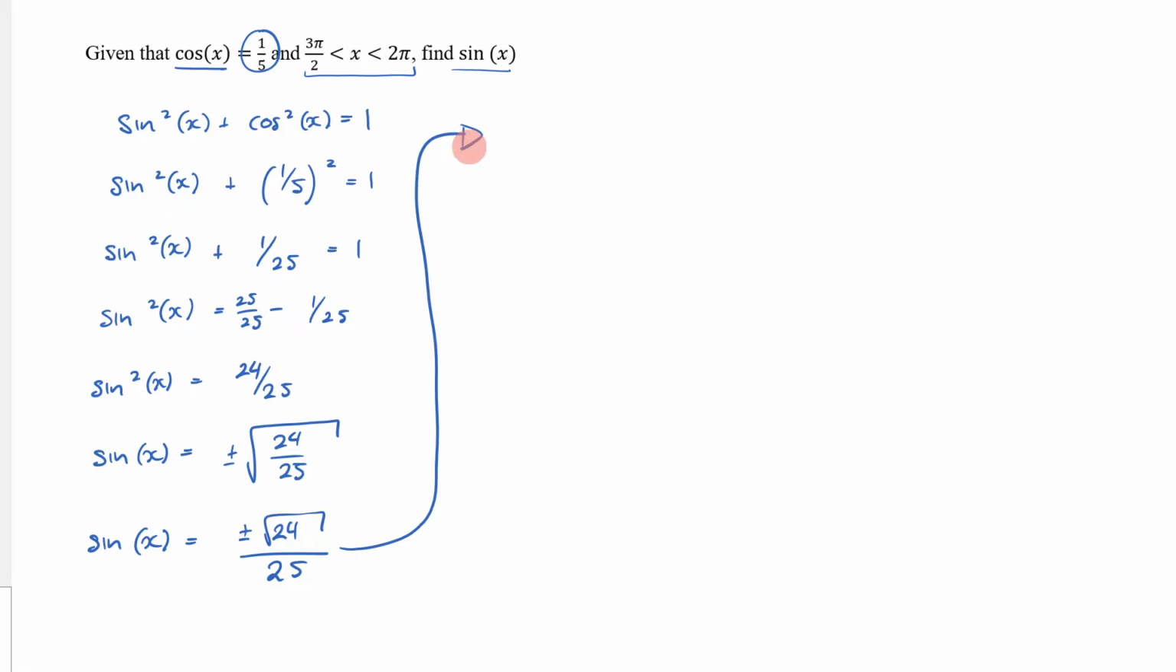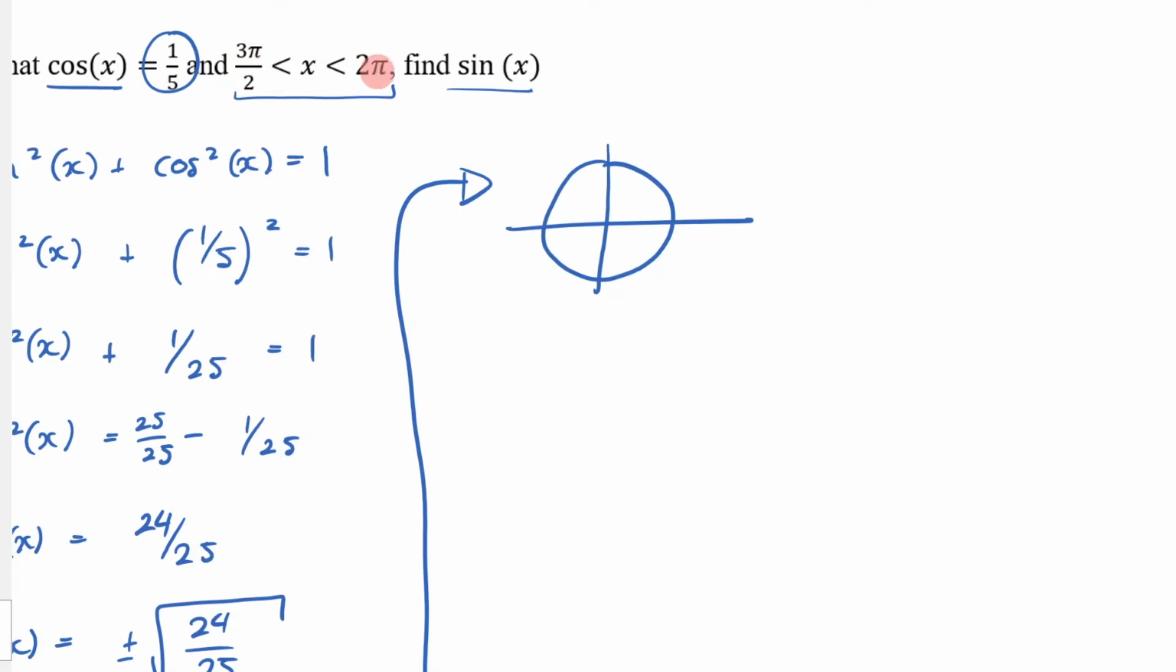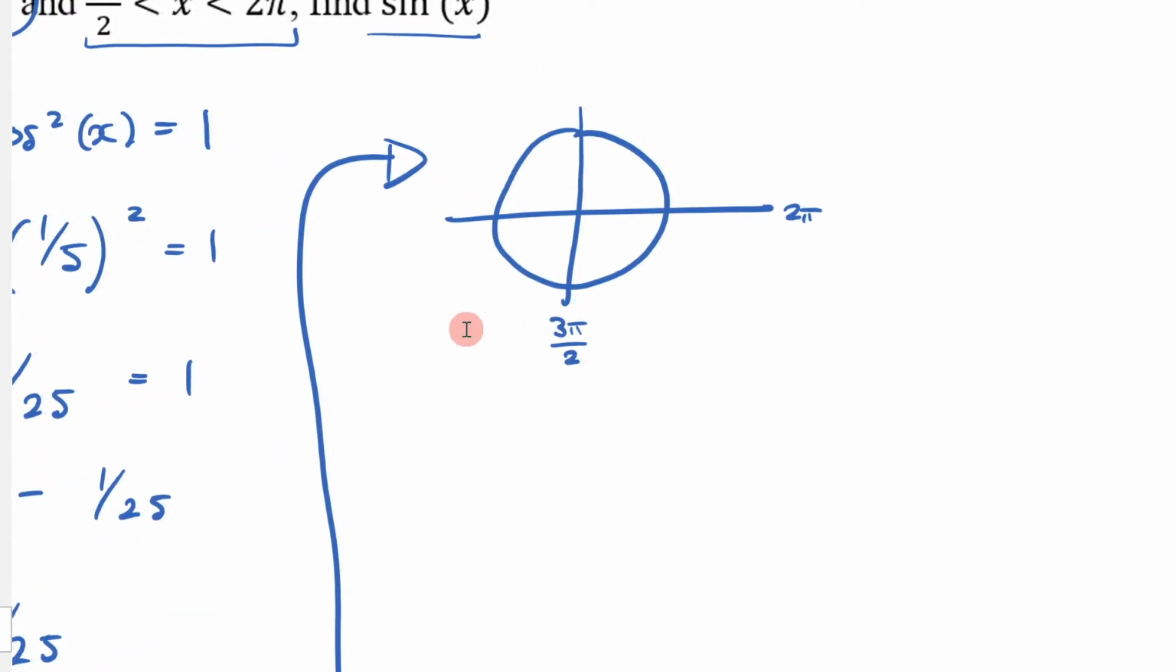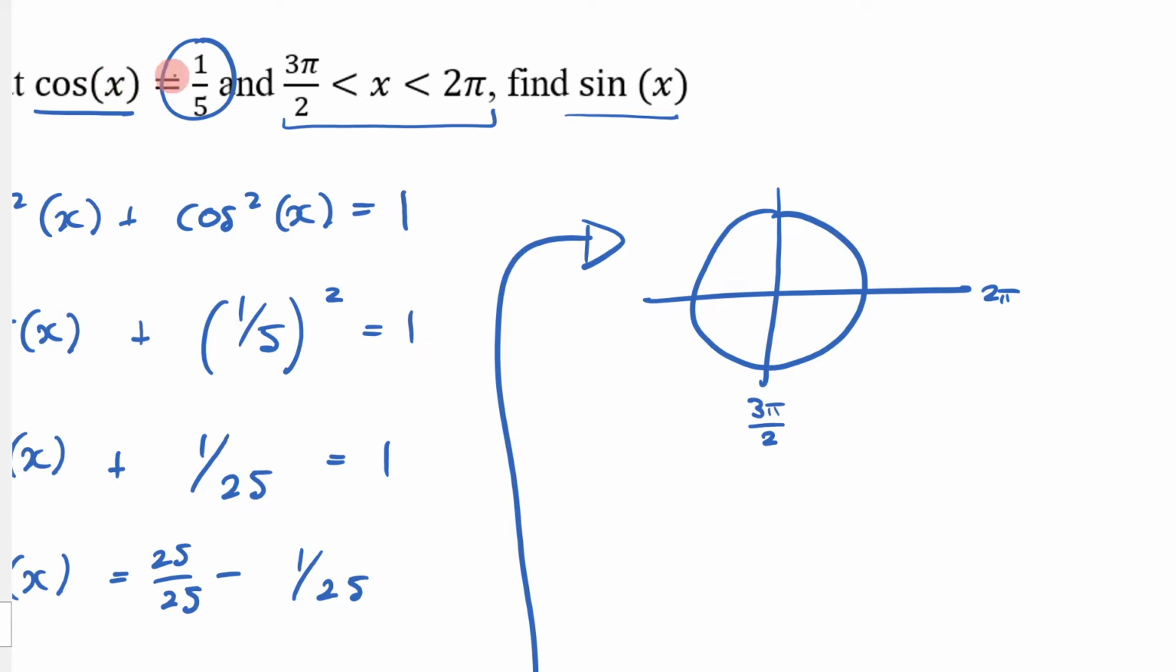And to figure out whether it's one or the other, you look at your domain. So if we think about our domain for a second, we're going from 3 pi on 2 to 2 pi. So there's 3 pi on 2, there's 2 pi. Now, I've been told that my cos is positive, right? So my cos is positive.